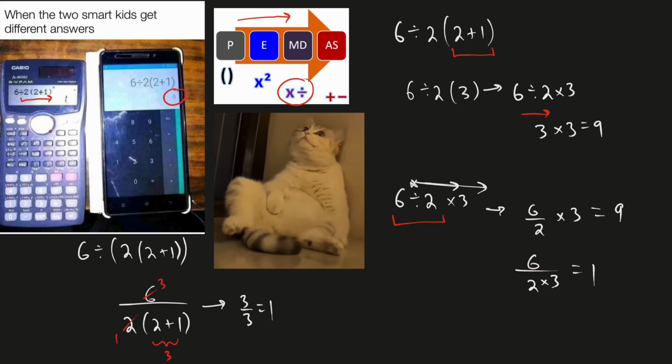But at the same time, you could say that there's an implied multiplication inside of here. And since the implied multiplication is inside of here, we would have 6 divided by 2, and then another times 2 plus 1. So the correct answer should be 9.